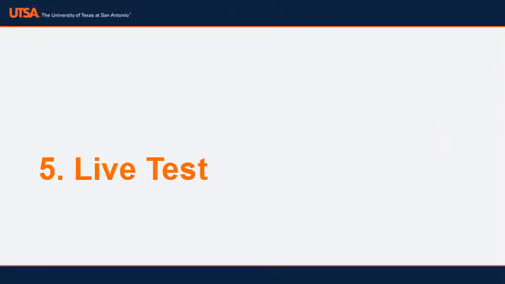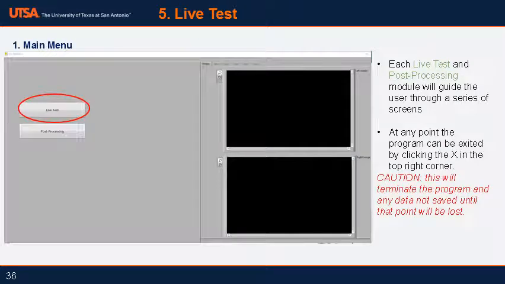All right, so now we're doing the live test. I'm going to run you through step by step how to run a live test in these. When you open that executable file, the first thing you get is the main menu where you have just two options, two buttons. You have the live test and a post-processing button. And each of these will guide you through a series of screens. So the system is kind of straightforward. That way you go from one screen to the next screen to the next screen. So it is simpler to use.